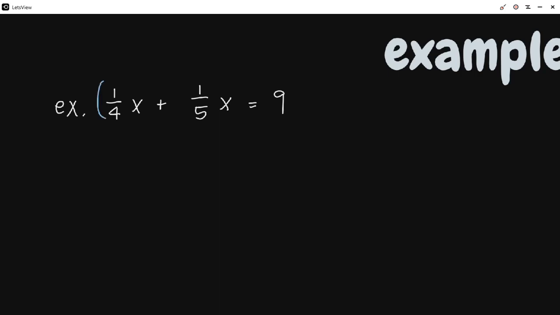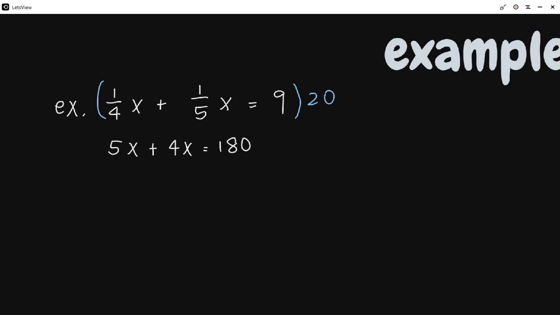So we have denominators of 4 and 5, and the least common multiple of 4 and 5 is 20. So I'm going to multiply everything by 20 to get rid of the fractions. 1 over 4 times 20 is 5, and the x will stay there. 1 over 5 times 20 is 4, so 4x. And 9 times 20 is 180. So now I don't have any fractions at all and I can just solve.